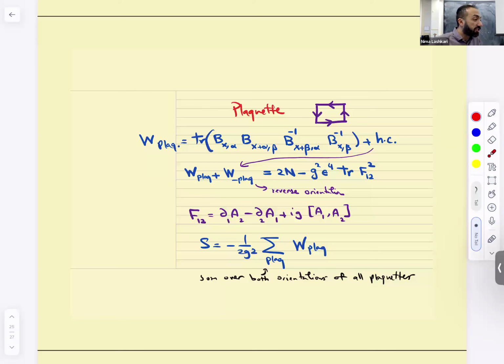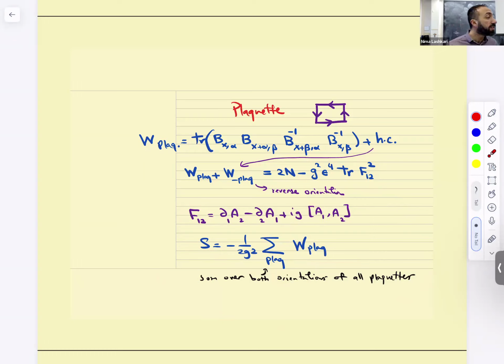All right, so what's the action? For every plaquette, I first traverse it this way, so trace of just multiplying these guys, plus the Hermitian conjugate. Hermitian conjugate inside the trace means W of the plaquette plus W of the plaquette in the reverse orientation. You do that, you expand it, you get trace of F12 squared. That's basically the origin of the Yang-Mills piece of the action. So this is what it looks like. The action for this theory is minus 1 over 2g squared, sum over plaquettes, the W of plaquettes.